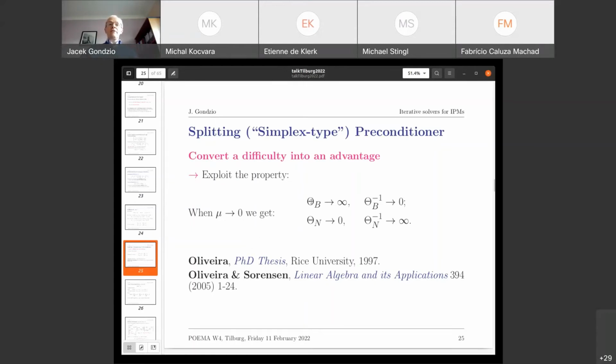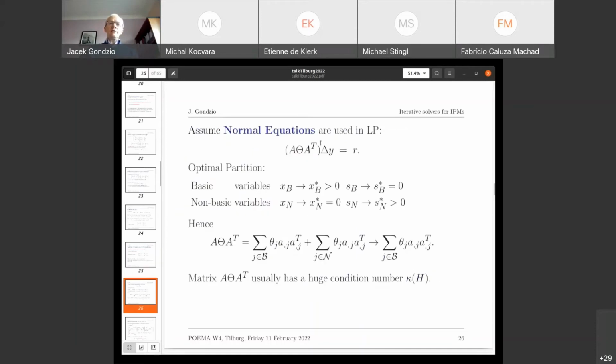algorithm. And therefore, if we can reveal the optimal partition, we might be able then to gamble and to say, okay, this tells me which part of the solution is basic, and this tells me which part of the solution is non-basic. This was very nicely done by the Brazilian researcher working at Rice University in his PhD thesis, and there's also a paper by Aurelio Oliveira and Dani Sorensen. And that's how it goes.